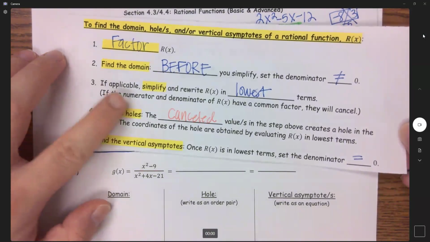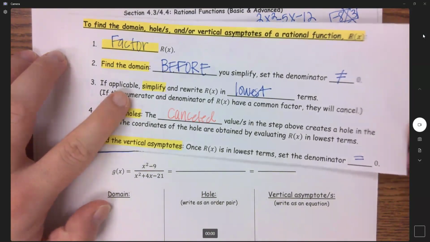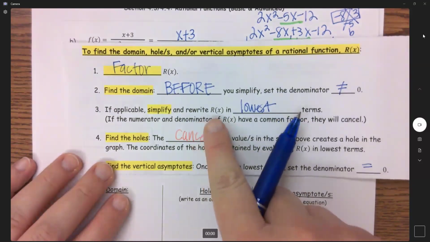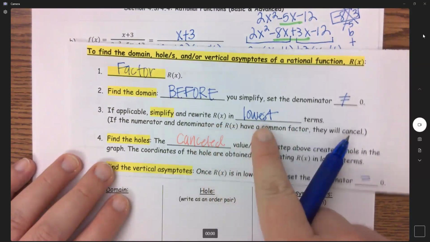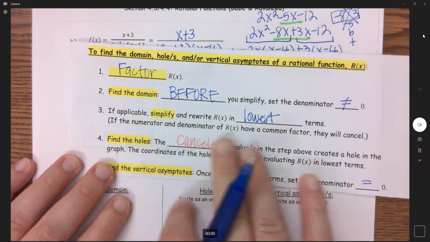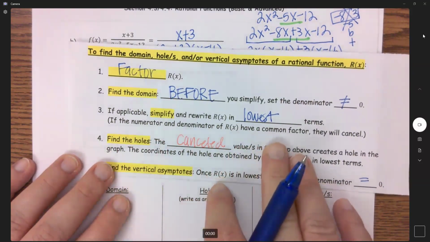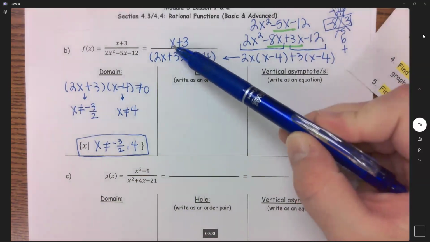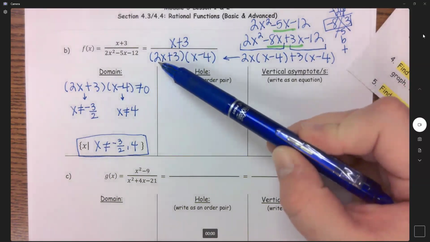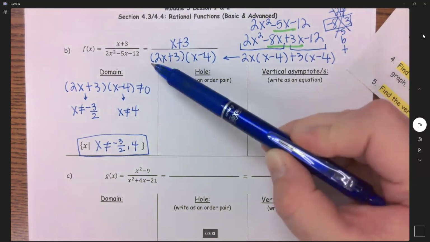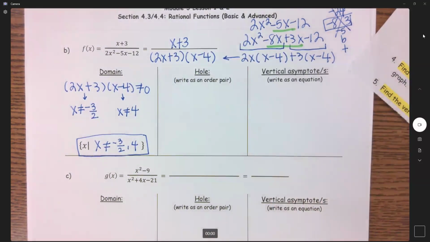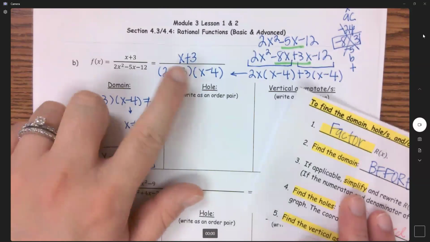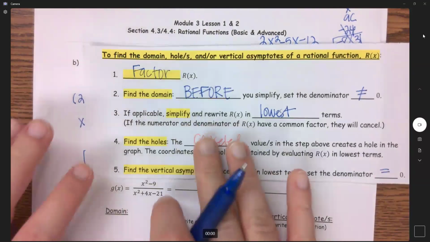If applicable, simplify and rewrite your function, even though this says f of x, we're talking about that function, right? So, rewrite the function in lowest terms. If the numerator and the denominator of the function have a common factor, they will cancel. Here, I don't have any common factors. Even though we have an x plus 3 and then an x plus 3 here, they're not the same because of this 2 out in front. So that means we can't simplify. So that means this is in lowest terms.